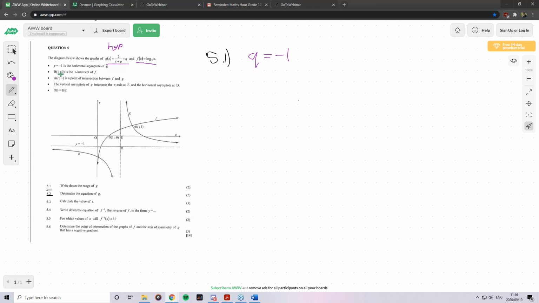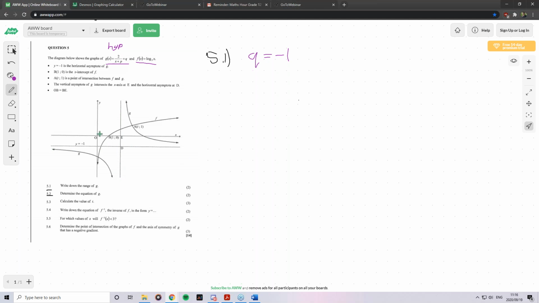B(1;0) is the x-intercept of f. So over here I see that f cuts the x-axis at 1. A(t;1), let's look at that here, is a point of intersection between f and g. So I'm saying this exponential inverse and this hyperbola cut at the point A(t;1). Now, the vertical asymptote of g intersects the x-axis at E and the horizontal asymptote at D. So basically, it's telling me that this is where the asymptotes are.